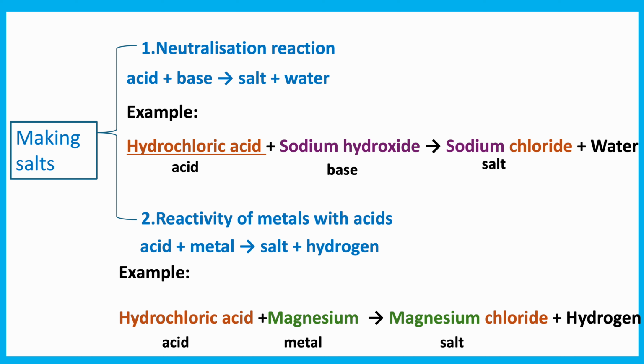Metals react with acids to produce a salt and hydrogen gas. The reactivity depends on the metal. More reactive metals like magnesium react quickly, while less reactive metals like copper may not react at all. Metal plus acid produces salt plus hydrogen. For example, magnesium plus hydrochloric acid produces magnesium chloride plus hydrogen.